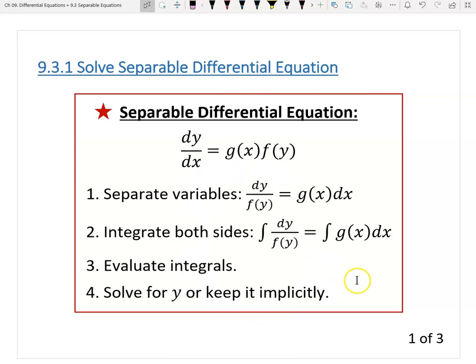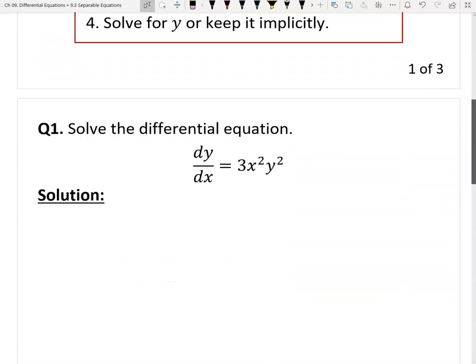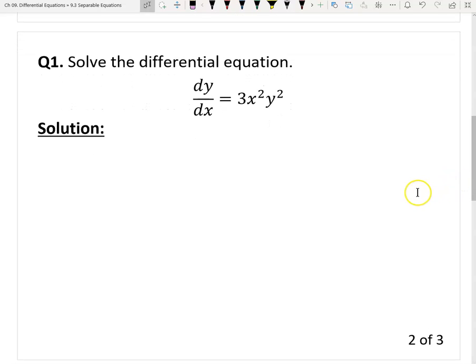How to use these 4 steps? Let's practice 2 questions. So here is the first question. What do we do? We need to do 4 steps, right? First, is this a separable equation? Yes. It is first order, and we can separate the x and the y completely, right? So good, it belongs to this type.